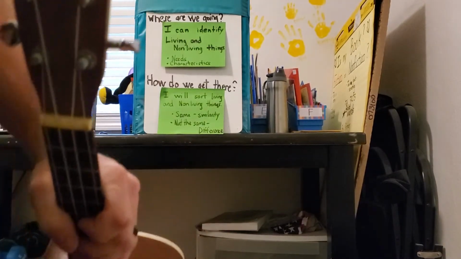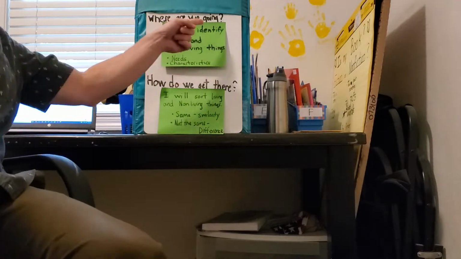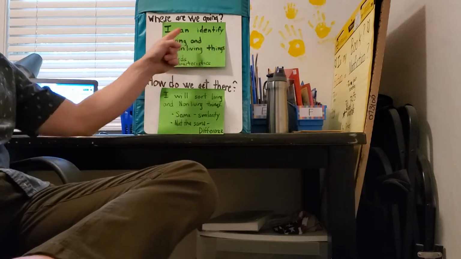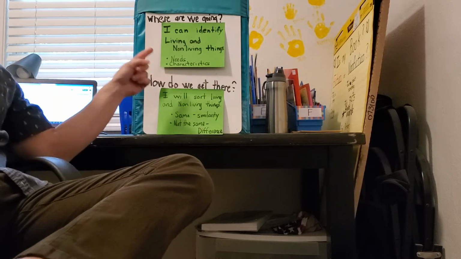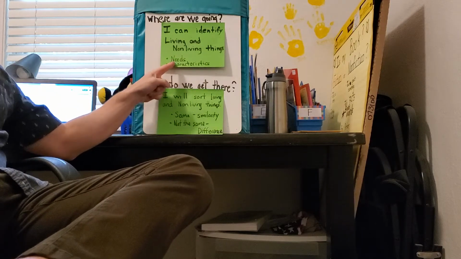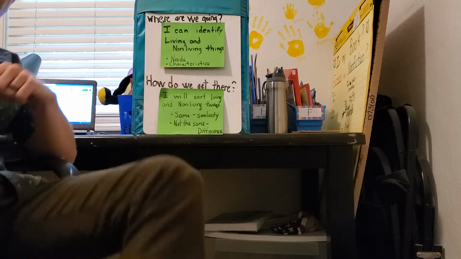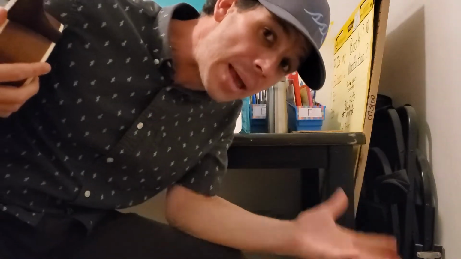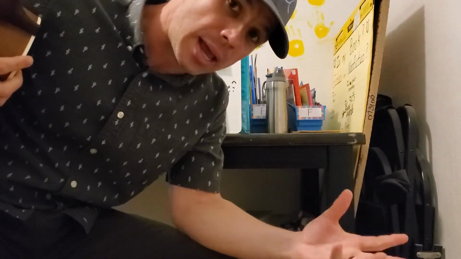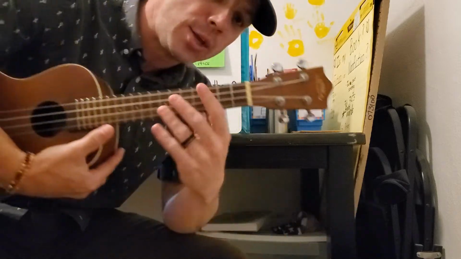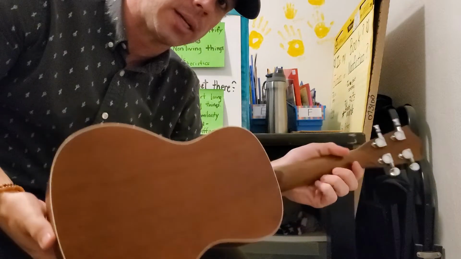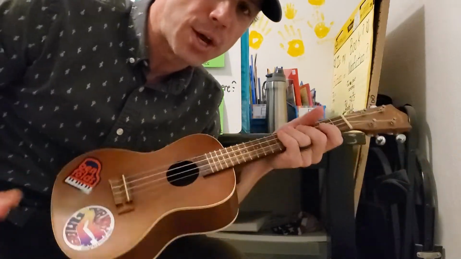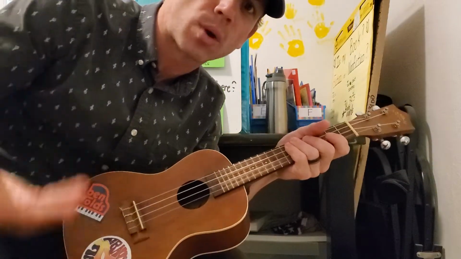So today, where we are going is I can identify living and non-living things. And we're going to talk about the needs and the characteristics. Characteristics are things that make things what they are, like characteristics of a ukulele is that it is a musical instrument and the color is brown. So a characteristic is another way of talking about how we can describe something.